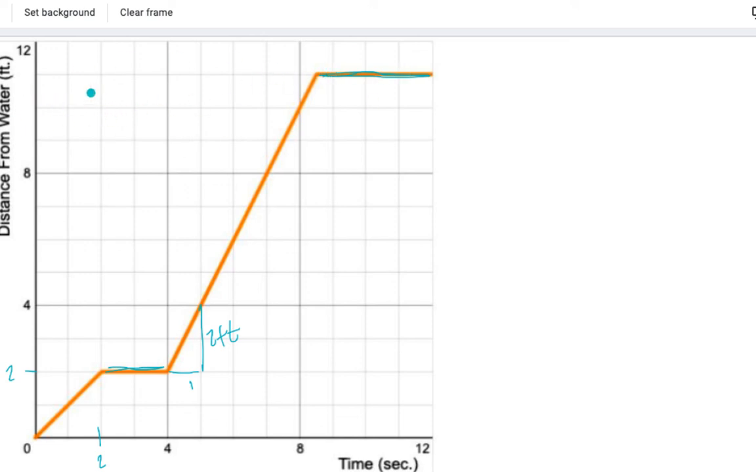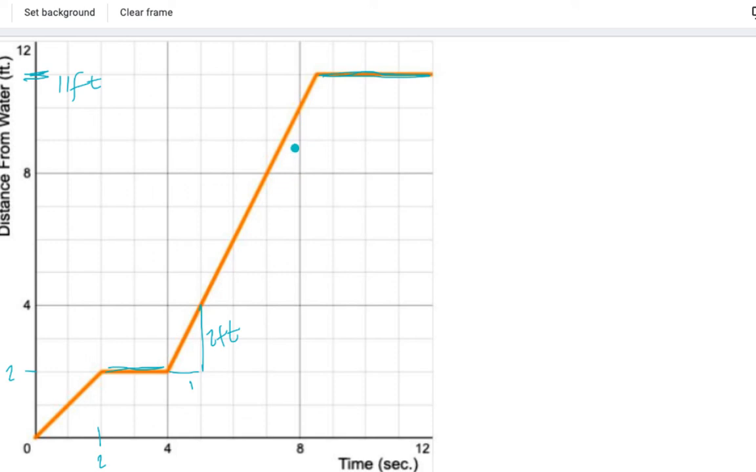And we can see that the total distance traveled is 11 feet. So in the first 2 seconds, you went 2 feet. The next 2 seconds, you didn't go anywhere. And then suddenly you went 9 feet in 4.5 seconds. So places where the line is steepest means your y is changing fastest. So in this case, distance is changing fastest.